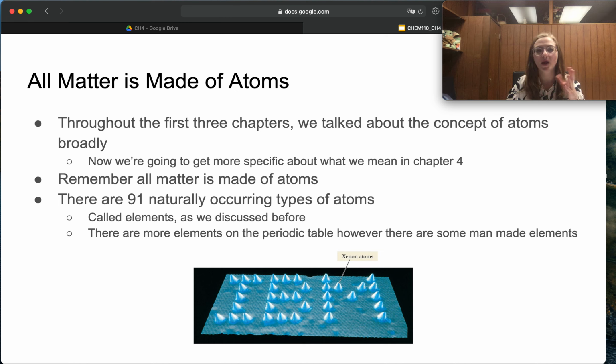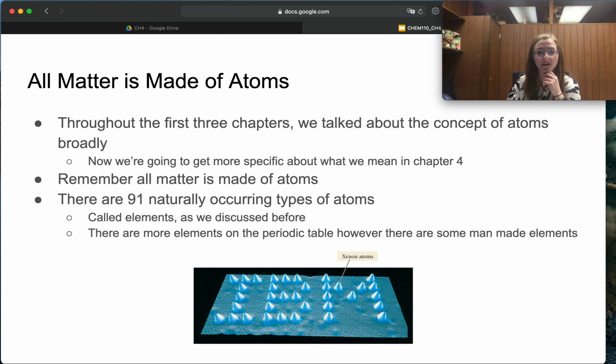However, there are about 91 naturally occurring types of atoms, or elements, as we'll continue to call them. And what I mean by this isn't that there are 91 atoms on the periodic table, because that's obviously not true. There's up to 118, as we know so far. However, there are 91 that occur naturally and interact in our environment without having to make them in a lab somewhere.